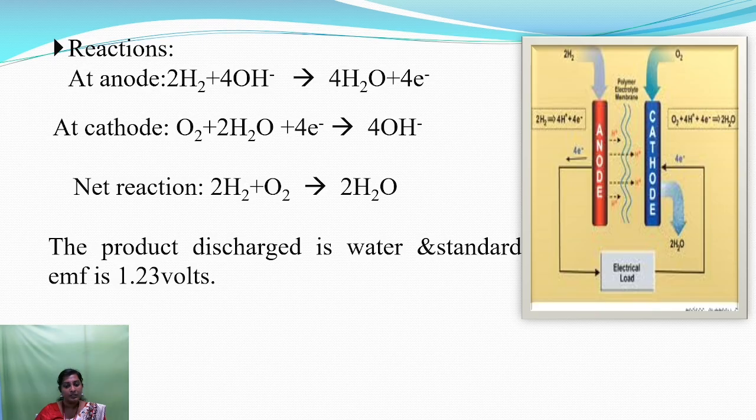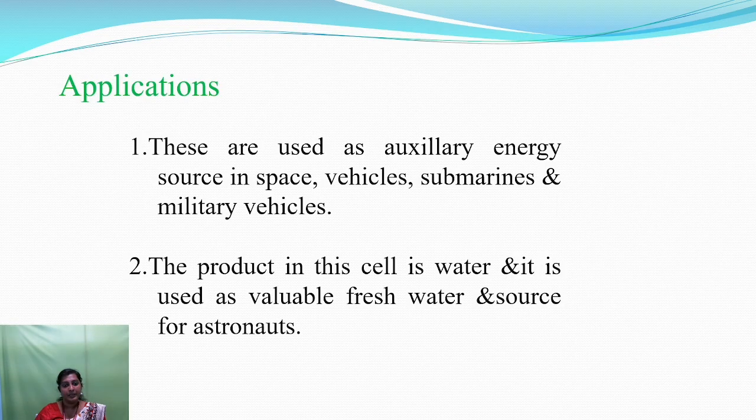Finally the net cell reaction is hydrogen plus oxygen gives water. The product discharged is water, and the standard EMF is 1.23 volts. See the diagram, the reactions are there. Hydrogen oxidation with 4H plus and 4 electrons, that is the oxidation reaction. Then the cathode reaction, oxygen plus 4H plus and 4 electrons gives 2H2O. Then applications: these are used as an auxiliary energy source in space vehicles, submarines and military vehicles. The product in this cell is water, which is a valuable freshwater source for astronauts.